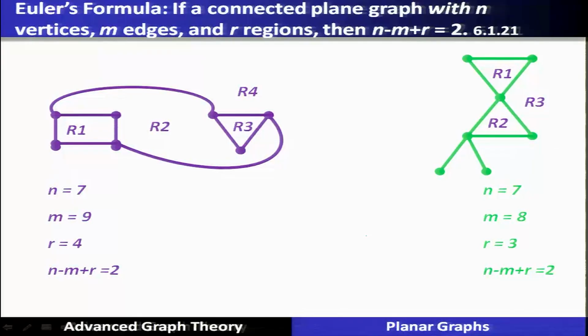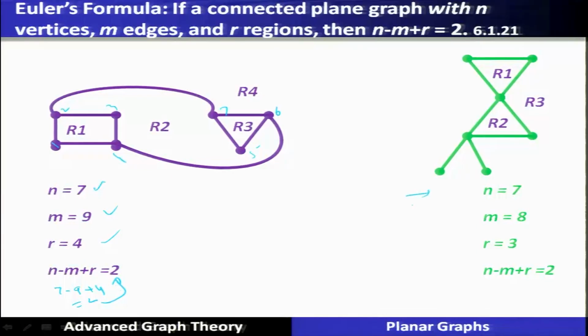Let us take this particular example graph. This example graph has 7 vertices, 1, 2, 3, 4, 5, 6, 7. It has 9 different edges and 4 different regions, R1, R2 and so on up to R4. So n minus m plus 4 becomes 2, hence this particular equation is satisfied.